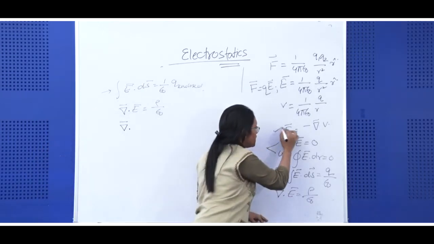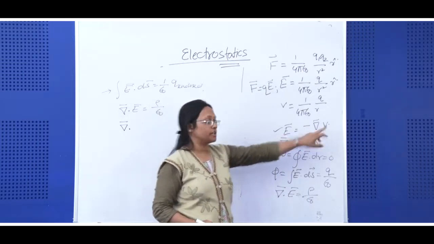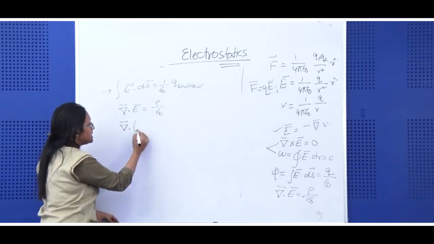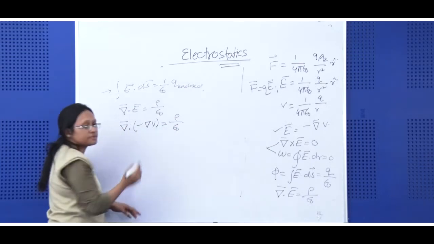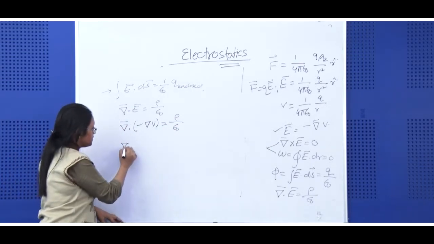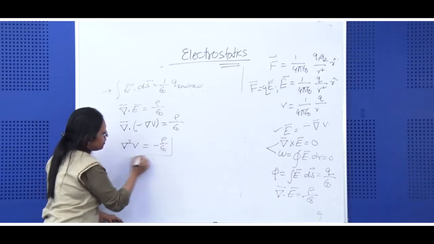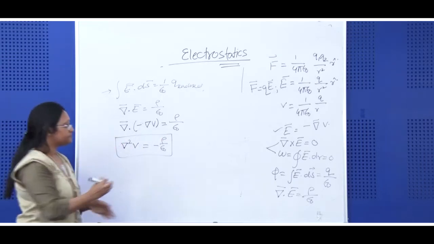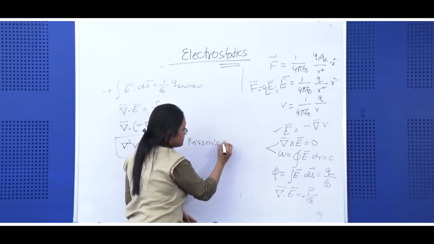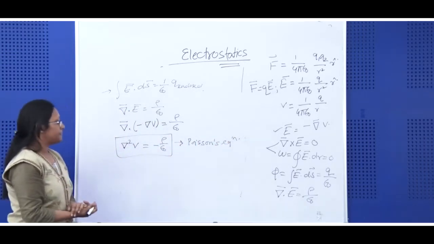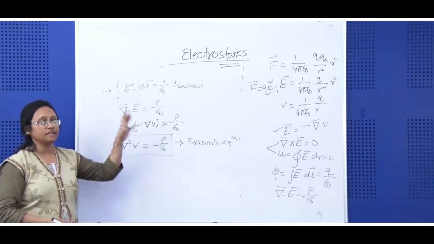Now see, we know that electric field can be expressed as the negative gradient of the potential. So if we replace this E as minus gradient of V, that is equal to rho by epsilon naught. Just multiplying it, we will get the Laplacian operator on V is equal to minus rho by epsilon naught. This is called Poisson's equation. This gives a relation between potential and the charge density in any region.